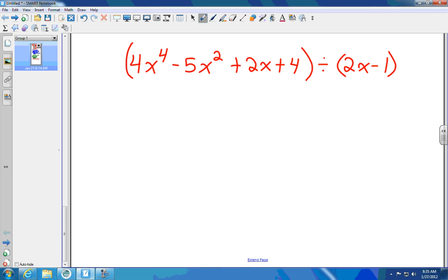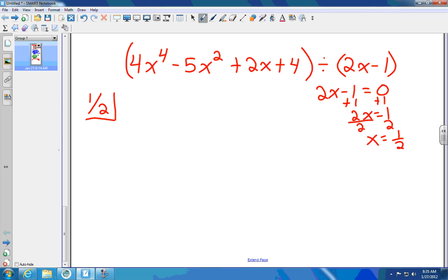So what would go in the little box now? Yeah, so on these you might need to set them equal. 2x minus 1 equals 0, add 1. 2x equals 1, divide by 2. X equals a half. Some of you can't see that one quite as easily, but positive 1/2 is what goes in the box there.